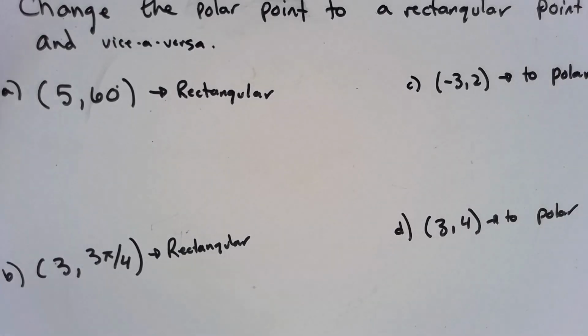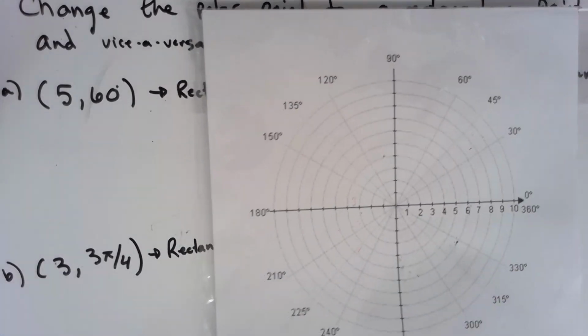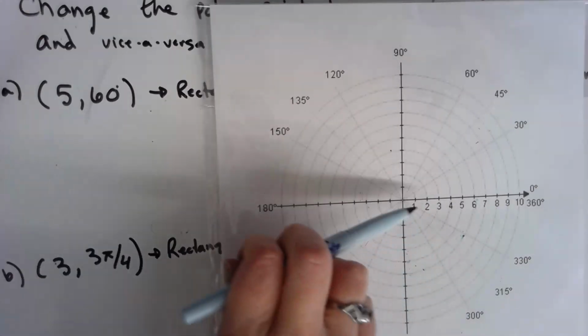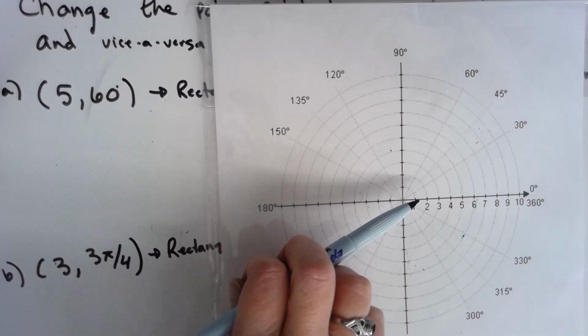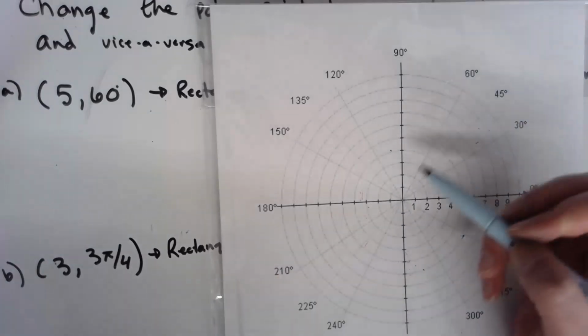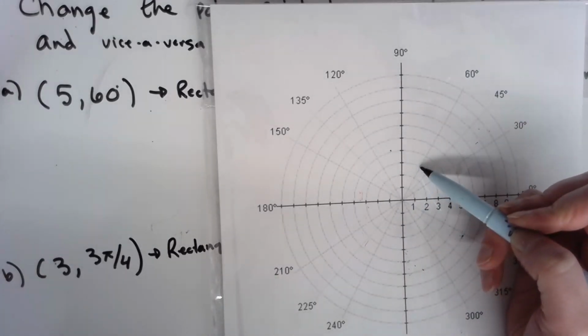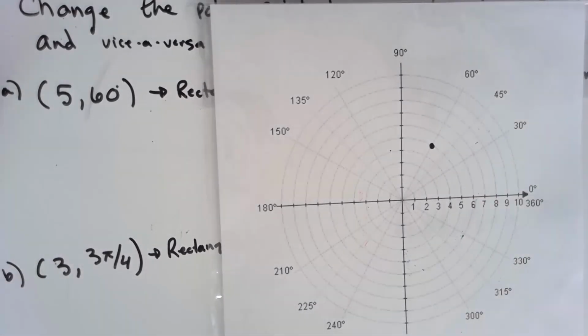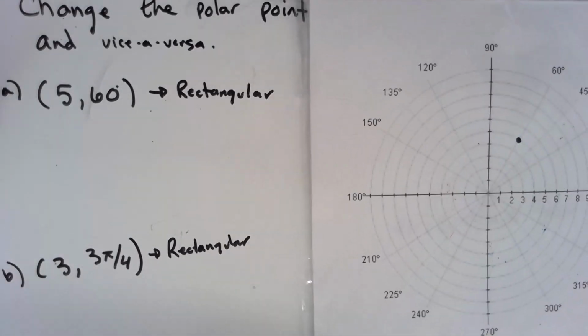Okay, so we're going to now change polar points to rectangular points and vice versa. First thing we're going to do is change them into rectangular. So I'm going to graph this. 60 degrees. So I have turned to the angle 60 degrees and gone up 5. 1, 2, 3, 4, 5. Okay. So there is my polar point.